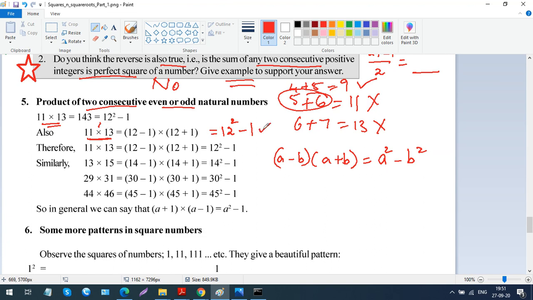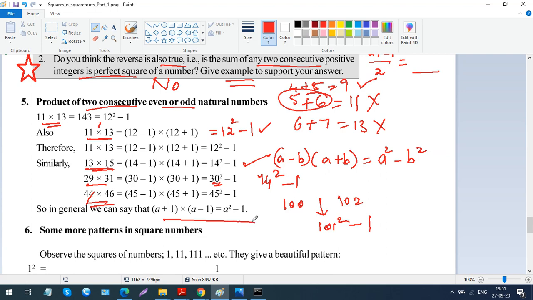Now if it is 13 into 15, you will take the middle one, which is 14. So 14 square minus 1. That's how you have written. If you are taking 29 and 31, you are going to write 30 square minus 1. 44 into 46 is going to be 45 square minus 1. Now if I give you 100 and 102, you will take a number in between, 101 square minus 1. This will be your answer. So in general, we can write, if you have a plus 1 into a minus 1, you can write it as a square minus 1.